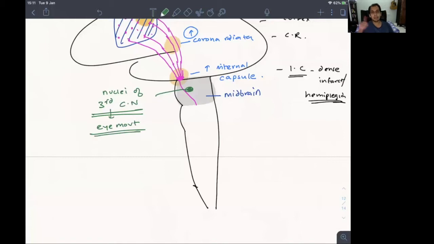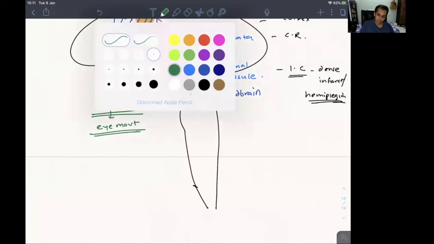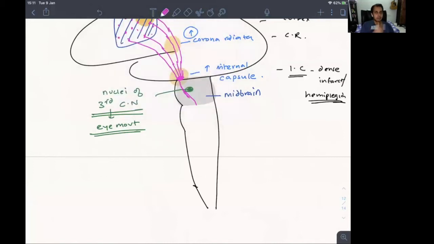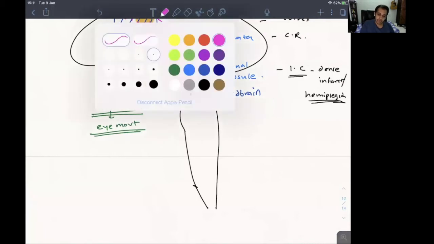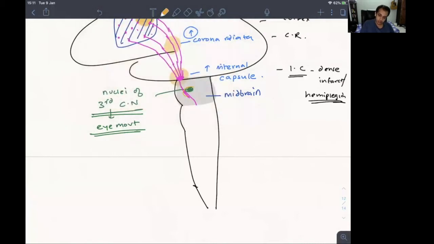So if there is a midbrain stroke, you will have involvement of your pyramidal tract. So that will cause your weakness. But if there is the same size lesion here, then there is more chance that your third nerve nucleus will also be involved. So you will have eye movement problems.